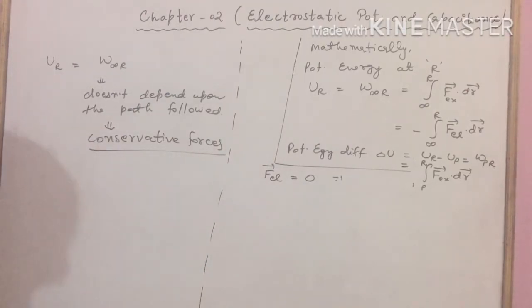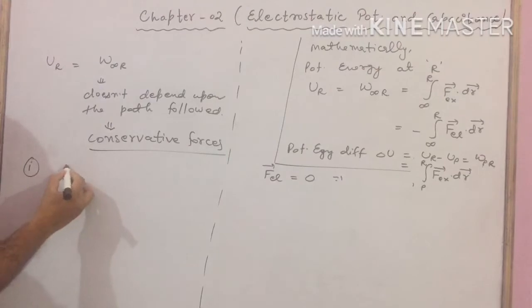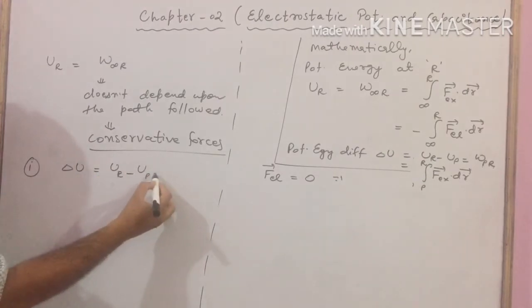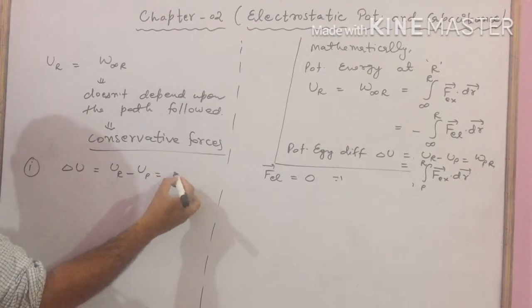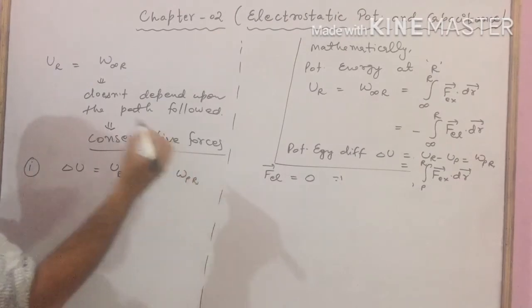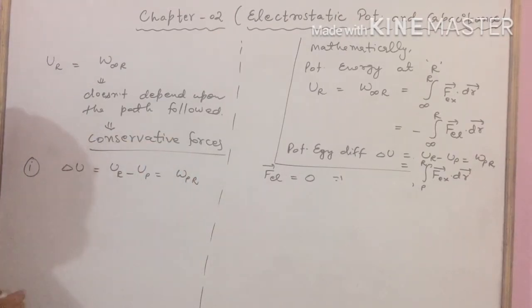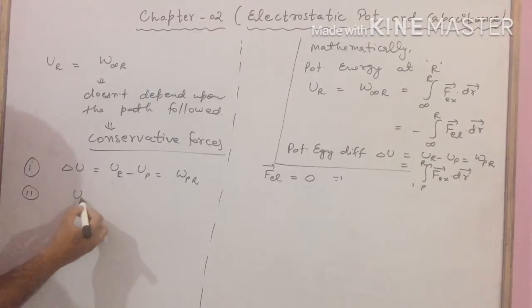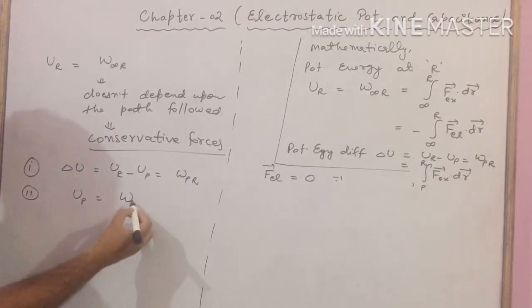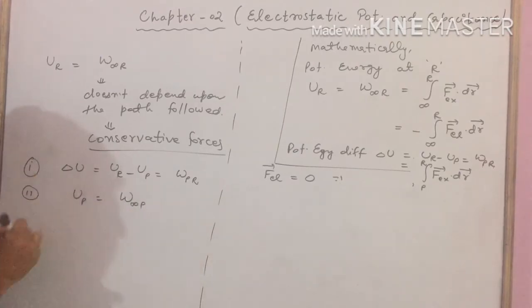Okay, so let us summarize this lecture. We have understood what is potential energy difference, which is defined as potential energy at final point minus potential energy at initial point, and ultimately it comes equal to the work done in moving the charge from first point to second point without acceleration. That is important. Then we understood how to define potential energy at a point. Suppose I have to calculate potential energy at point P, that will be equal to work done in moving the charge from infinity to that particular point, and that too should be without acceleration.